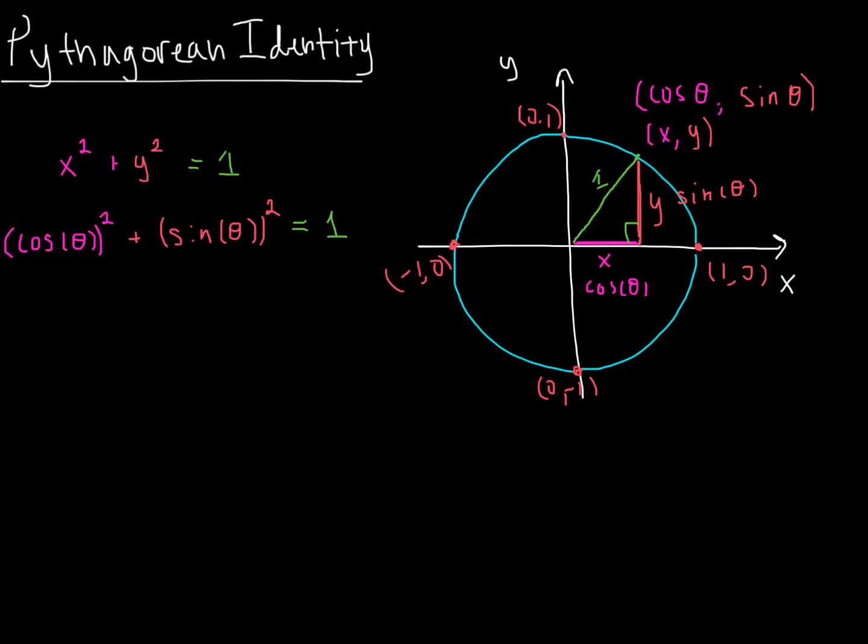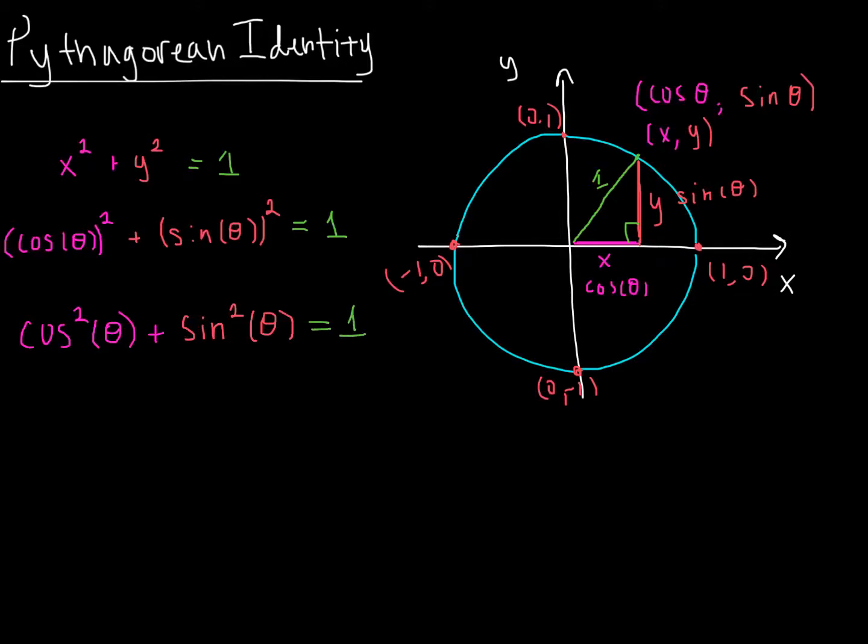And we actually can rewrite this. The way that we write cosine of theta squared is we put the squared right after the cosine. This is just how it is written: cosine squared theta plus sine squared theta is equal to 1.